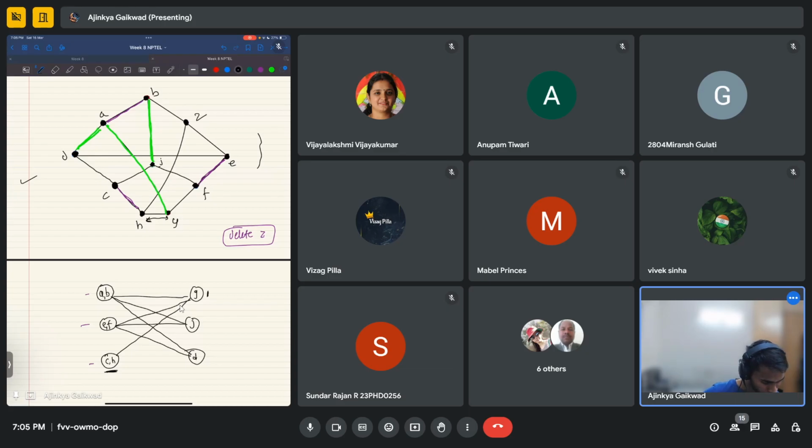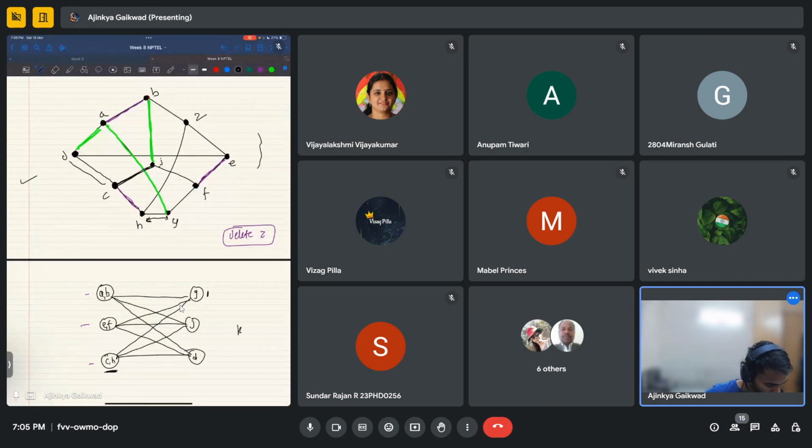Now is CH adjacent to J? Yes, because C is adjacent to J here. And is CH adjacent to D? Yes, because C is adjacent to D. So I can put CD as well. But I think there is a delay. Yes, now it is fine.